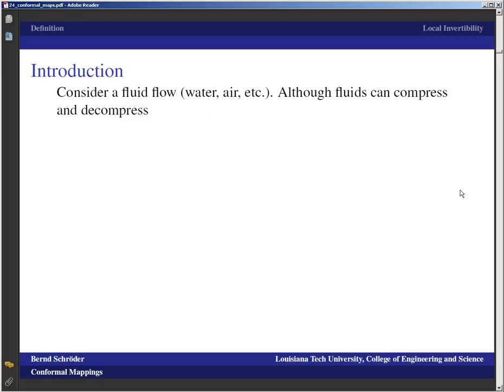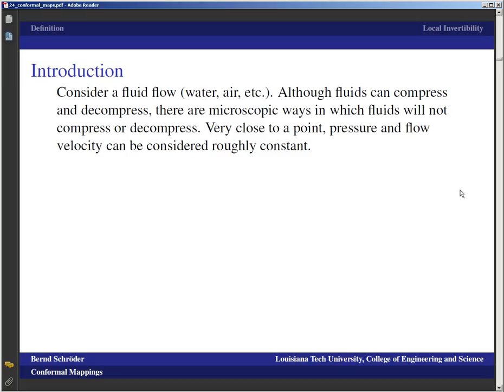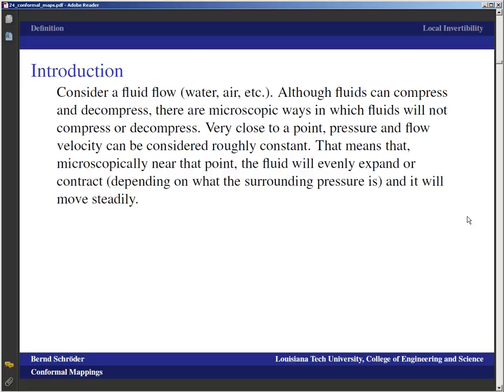for many applications. But although those things can compress and decompress, there are microscopic ways in which fluids will not compress or decompress. That is because very close to a point, pressure and flow velocity are roughly constant, unless you've got a turbulent flow, I guess, and here's really where my knowledge of fluid dynamics also pretty much ends. But for quite a few flows, you assume that pressure as well as flow velocity are differentiable, or at least continuous, and if that's the case, then very close to a point, they are both roughly constant.